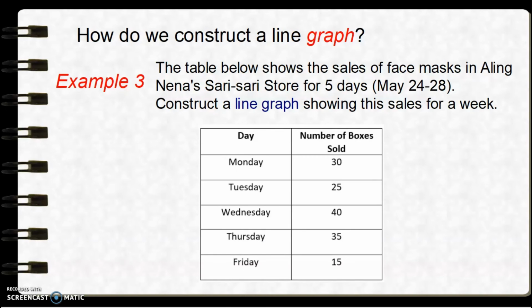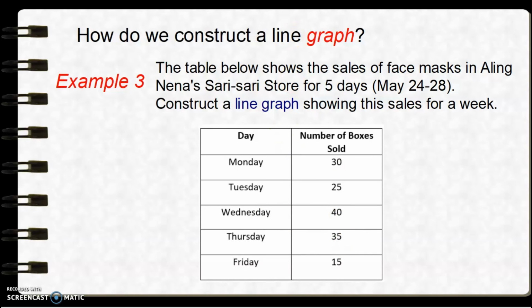So, again, we need a data set. But this time around, since we said na it is best used for the situations that call for the prices, or the sales, yung ganyan, amounts, we have this data set. So, example 3, the table below shows the sales of face mask in Aling Nena Sari Sari store for 5 days. That's for May 24 to 28. Construct a line graph showing these sales for a week. So, on Monday, the store was able to sell 30 boxes of face masks, while on Tuesday, 25 boxes, Wednesday, 40 boxes, Thursday, 35 boxes, and Friday, 15 boxes.